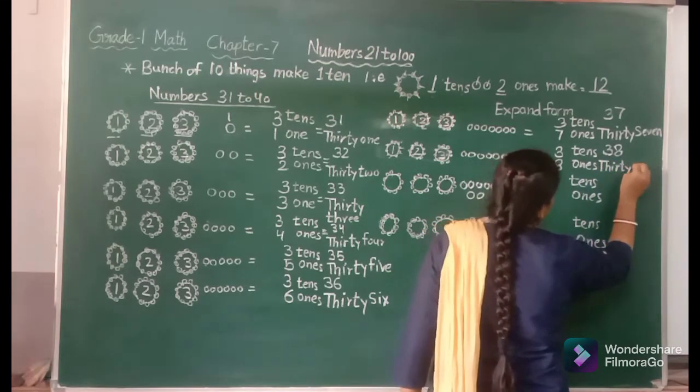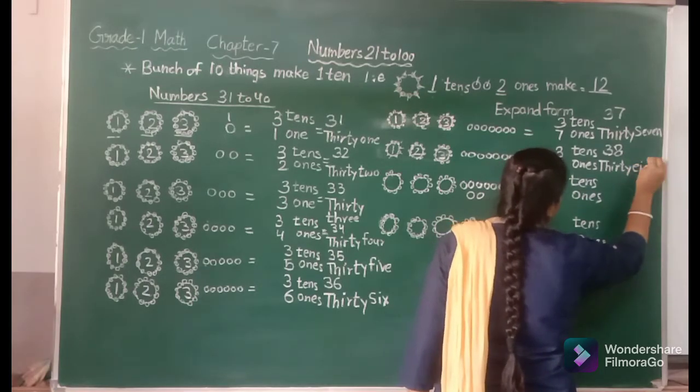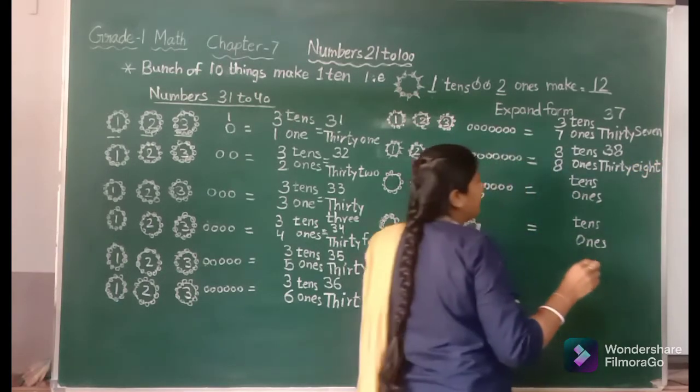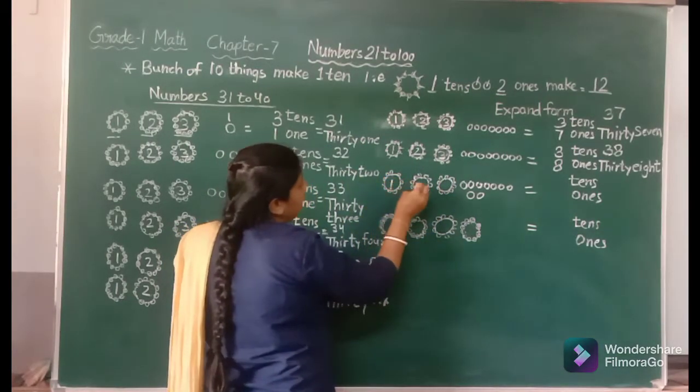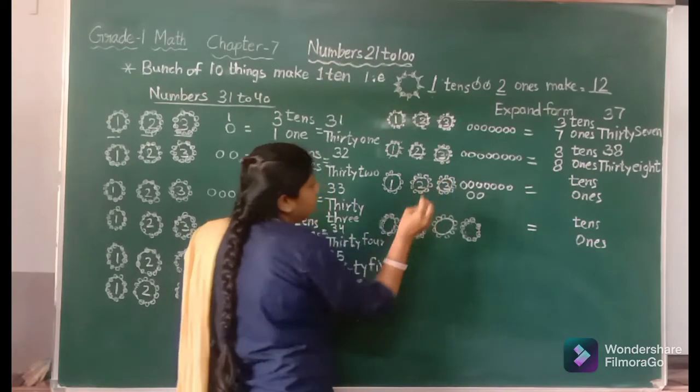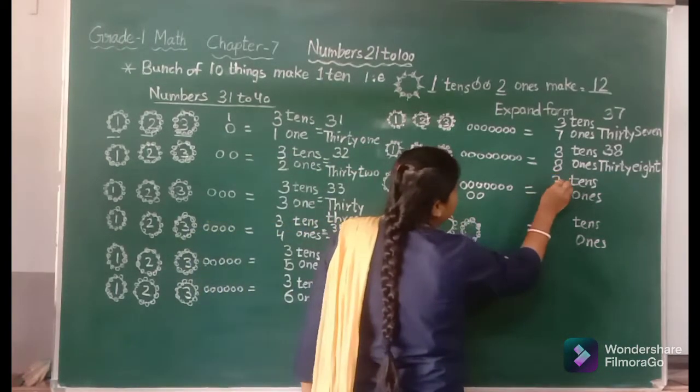T-H-I-R-T-Y. 30. E-I-G-H-T. 38. Next, same. We have to count here how many tens are there. 1 ten, 2 tens and 3 tens. So write here 3 tens.